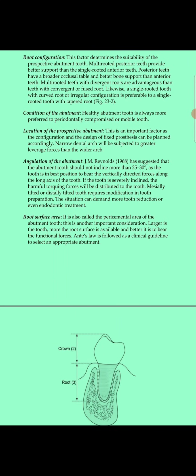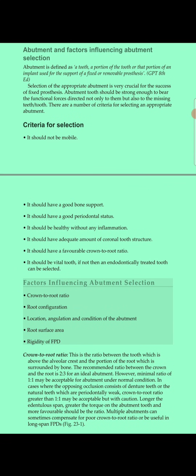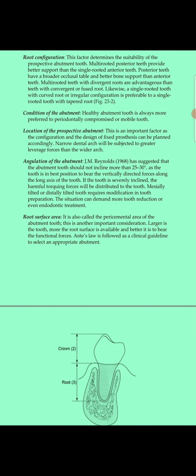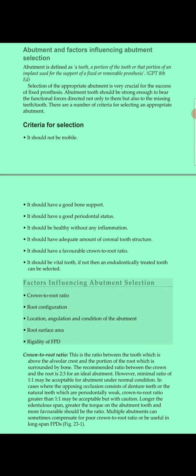This is the crown to root ratio. The recommended is 2 parts of crown and 3 parts of root, but the minimal is 1:1. This is the ratio between the part of the tooth above the alveolar crest, meaning the crown, and the portion of the root which is surrounded by the bone. The recommended ratio between the crown and the root is 2:3 for an ideal abutment. However, a minimal ratio of 1:1 may be acceptable for an abutment under normal conditions.